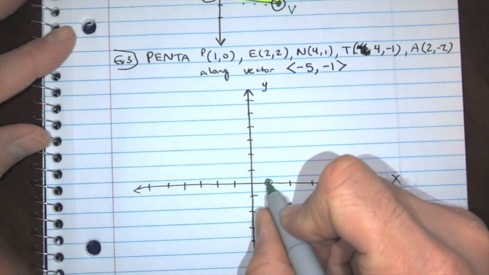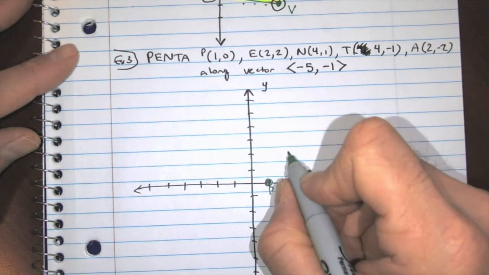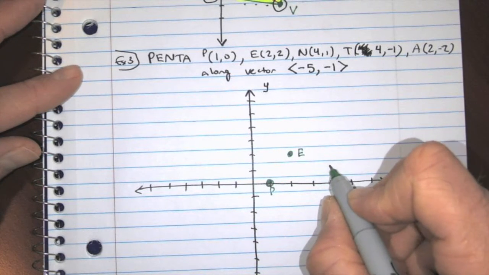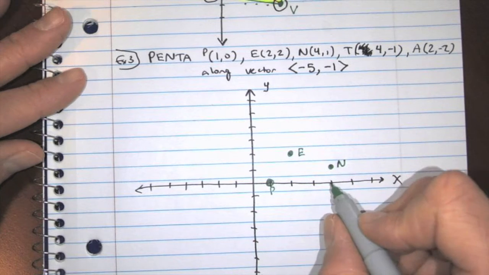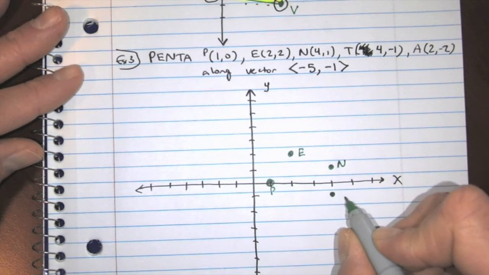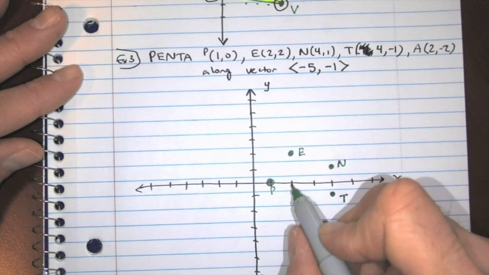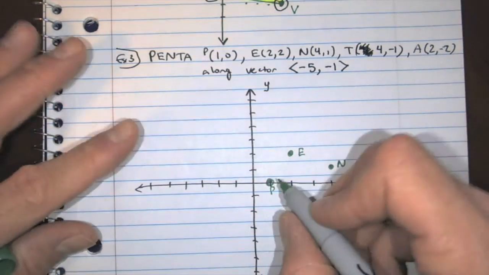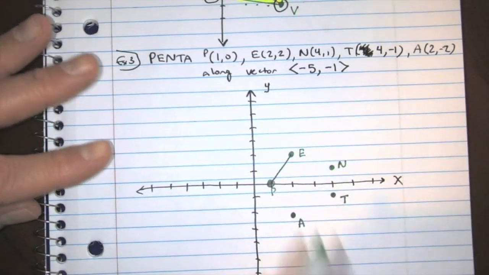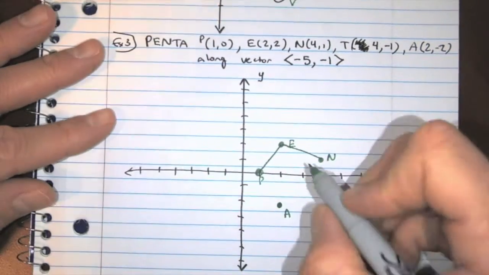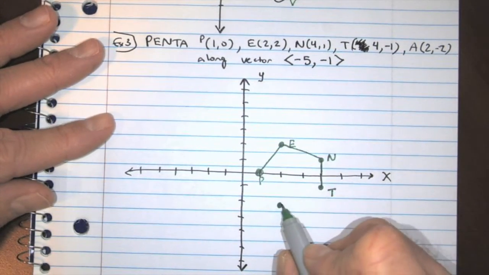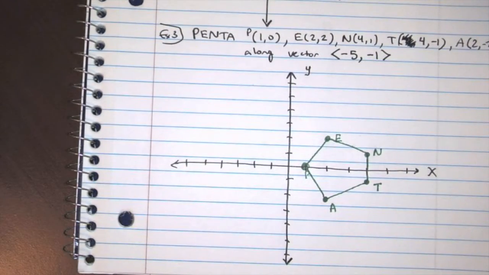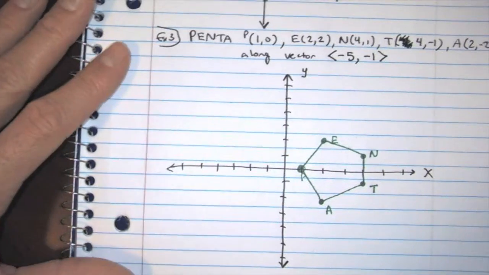Over 1, up 0. P. Over 2, up 2. E. Over 4, up 1. N. Over 4, down 1. T. And then 2, negative 2. A. Penta. It looks like a pentagon. If it has 5 sides, 5 vertices, and it's a closed figure, it's a pentagon. This is not a hexagon. A hexagon has 6 sides. A pentagon has 5.